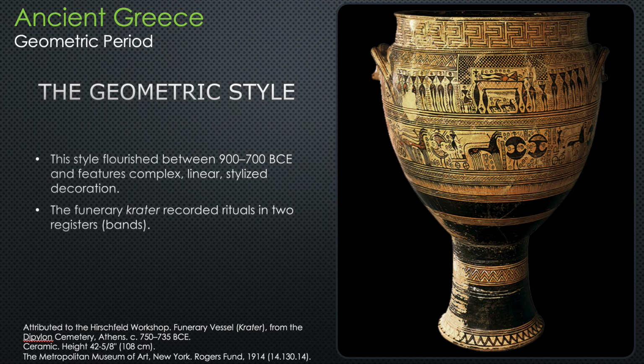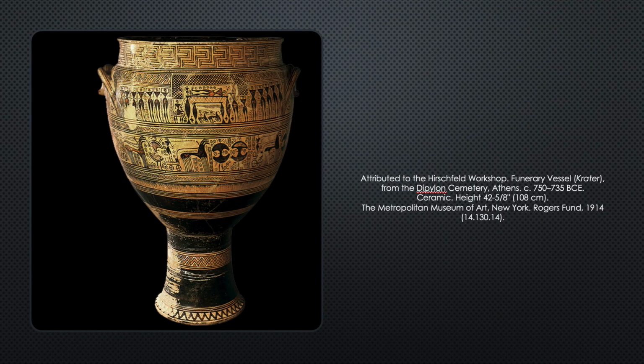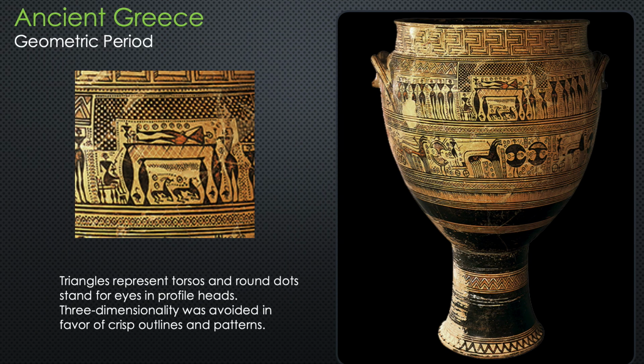This Dipylon vase is really large. It's just under 4 feet tall. It was used as a grave marker. It held offerings. The registers we've already discussed, and we're going to look at some figures. And there's the vase again, and a detail of one of the decorated bands is here.